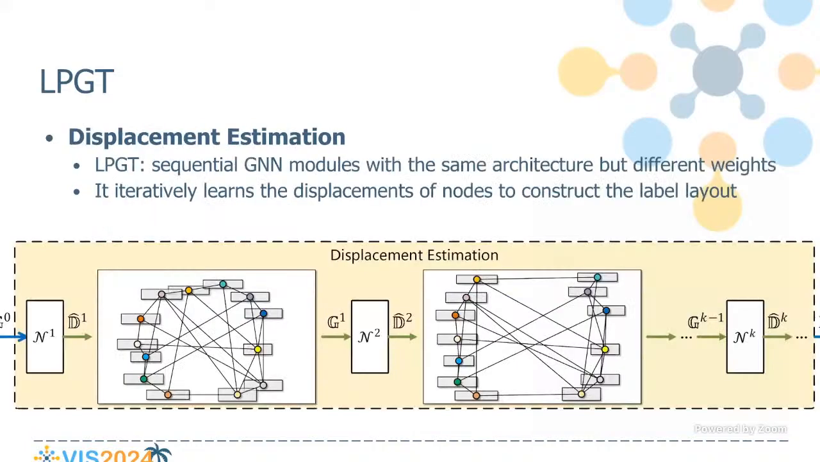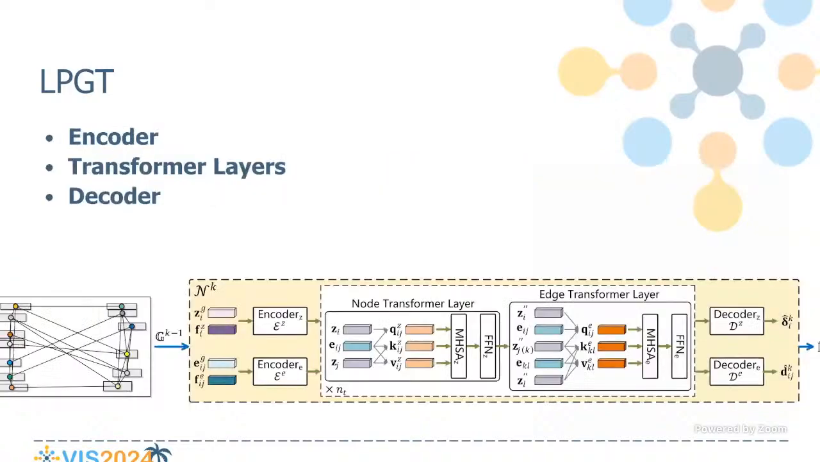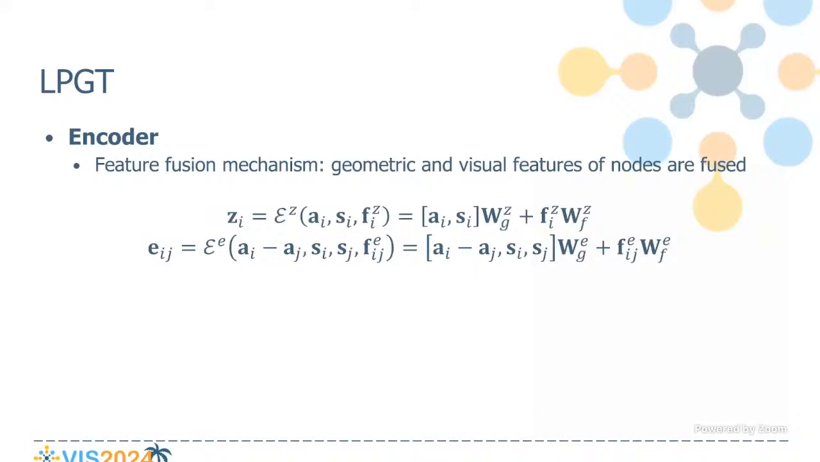Using the graph representing the labels, LPGT iteratively learns the displacements of nodes to construct the label layout. It consists of sequential GN modules with the same architecture but different widths, adapted to the multi-step estimation of the node displacements. Each GN module comprises three main components: encoder, transformer layers, and decoder. In the encoder, we design a feature fusion mechanism to jointly integrate label information and image features into the representation learning of nodes and edges.